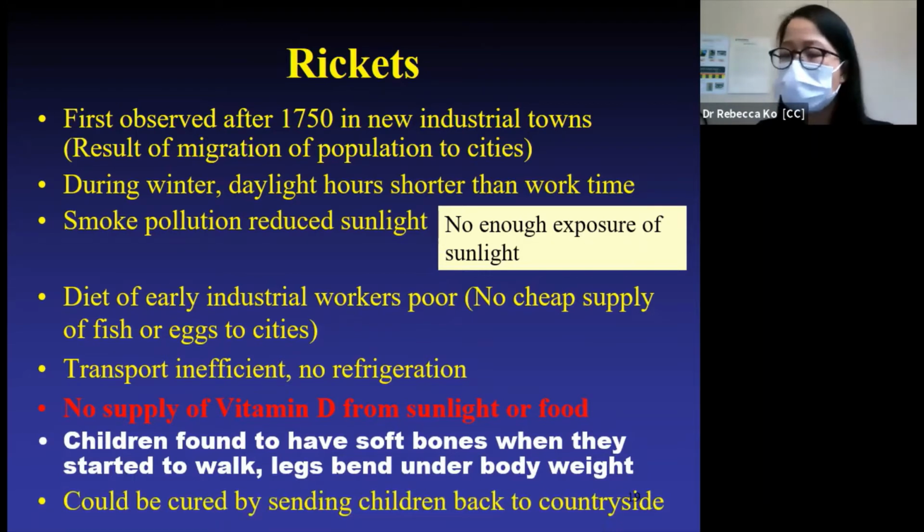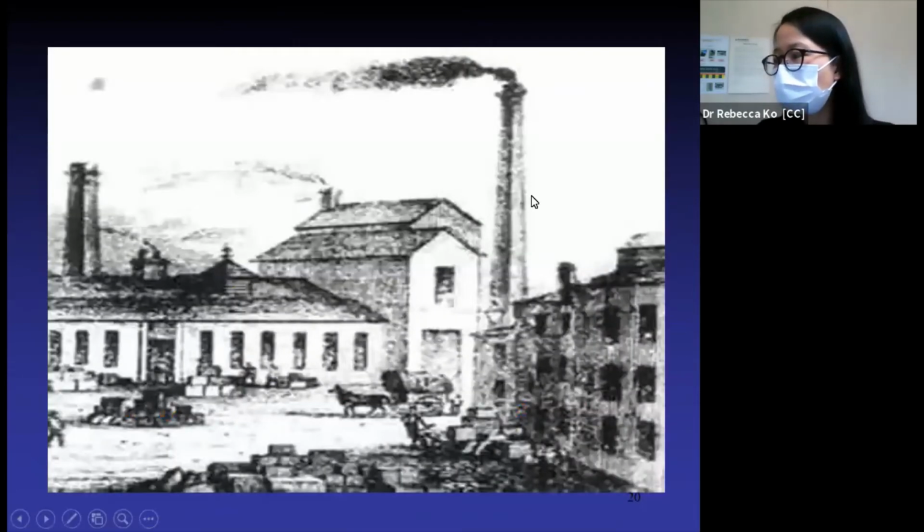And actually, this could be cured if we send the children to the countryside again, exposed to sunlight, and then our body can synthesize vitamin D again. So that is the picture showing you the air pollution problem, which covers most of the sunlight. Okay, we can't be exposed to sunlight.